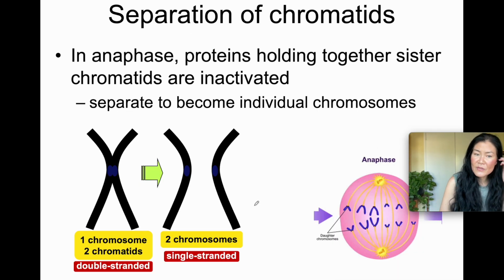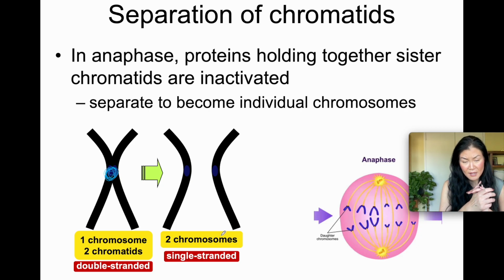So anaphase is where the sister chromatids separate. In anaphase, the proteins that hold the sister chromatids together at the centromere are inactivated, and then the sister chromatids can come apart. So now you have two chromosomes, each one a single strand. You started off with a single chromosome that was double-stranded, but now you have two single-stranded chromosomes moving in opposite directions so that the two new cells can have the exact same information, because the sister chromatids are identical to each other, right?